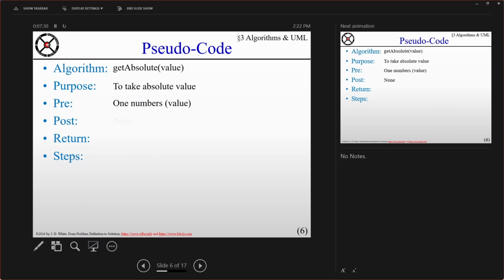Okay? What is it going to give me? Is it going to change anything? No, it's not going to change anything. So we are okay on that. What's it going to return? The absolute value. And then we have the steps.